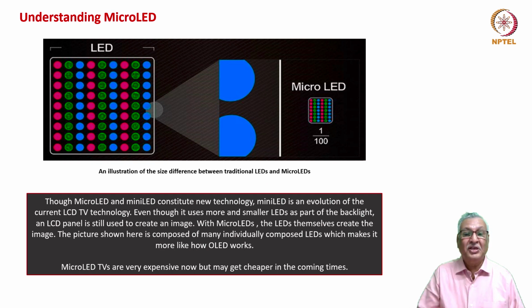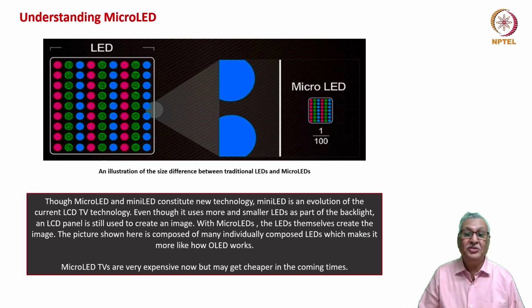You can see the size difference between traditional LEDs and MicroLEDs. They are smaller. They are about 1/100th of an LED. MicroLED and Mini LED constitute the new technology, but Mini LED is an evolution of the current LCD TV technology. Even though it uses more and smaller LEDs as part of the backlight, an LCD panel is still used to create an image. But with MicroLEDs, the LEDs themselves create the image.